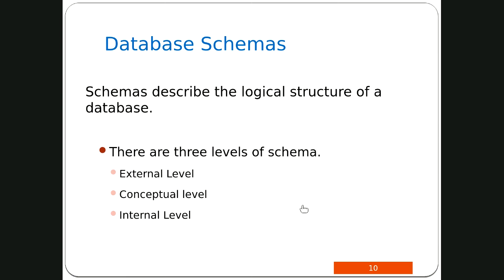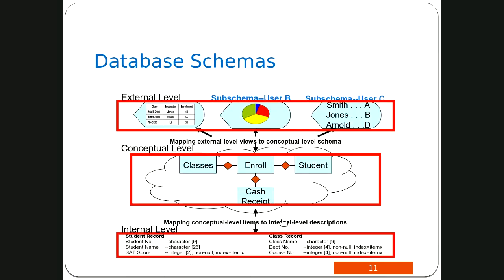Okay, now the last concept for today, which is the schemas. The schemas describe the logical structure of a database, and they are in 3 levels. So the way the database is structured logically at three different levels, schemas describe that logic. What does this mean? Let's take a look at this. We have three different levels of schema. We have the internal level schema, we have the conceptual level schema, and we have the external level schema.